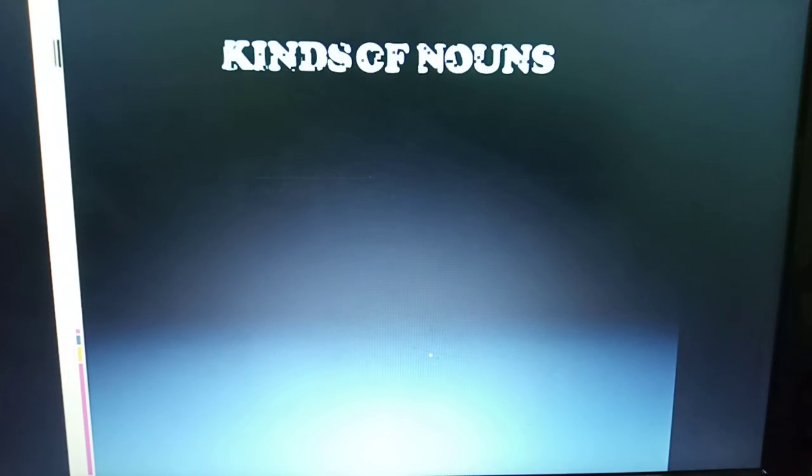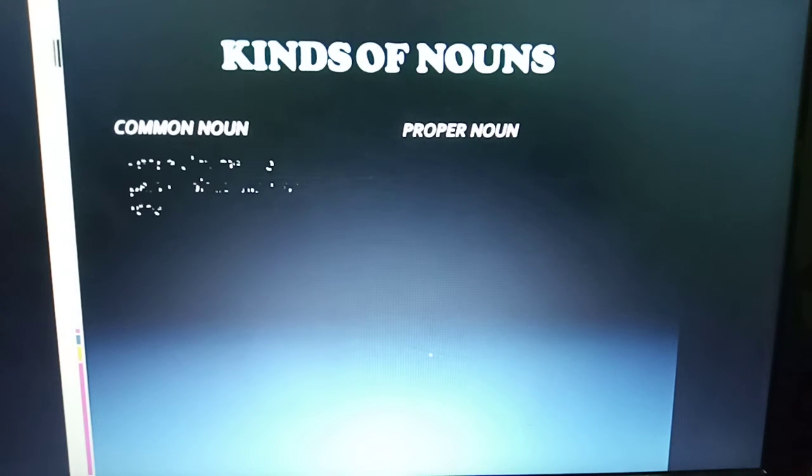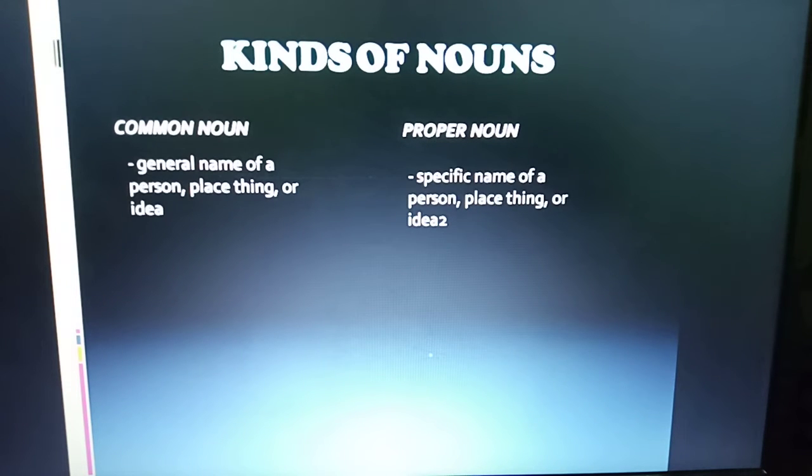So there are kinds of nouns. We have common noun and proper noun. How do these two differ? First, when we talk about common noun, it is the general name of a person, place, thing, or an idea. Unlike proper noun, it is the specific name of a person, place, thing, or idea. So examples: person, artist. So the common noun, since we are talking about the general name of a person, is artist.